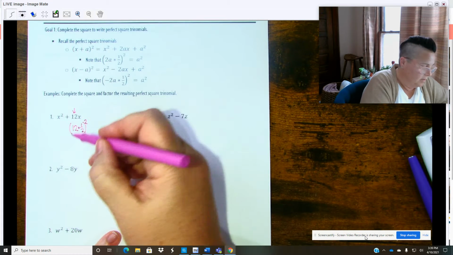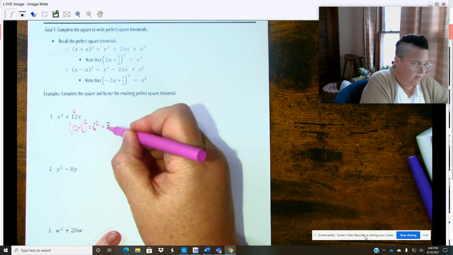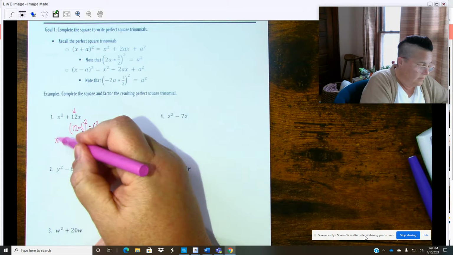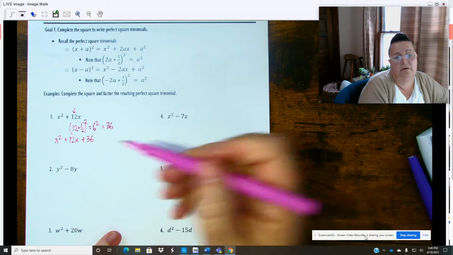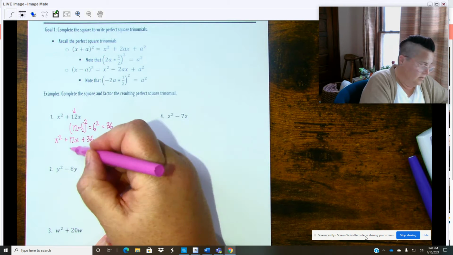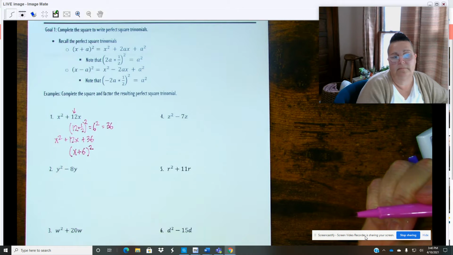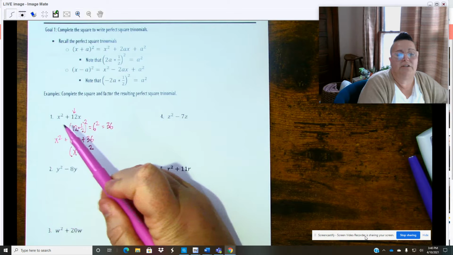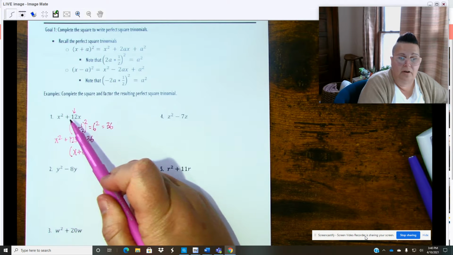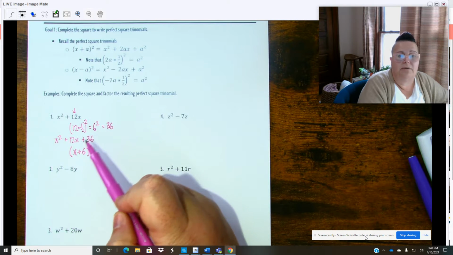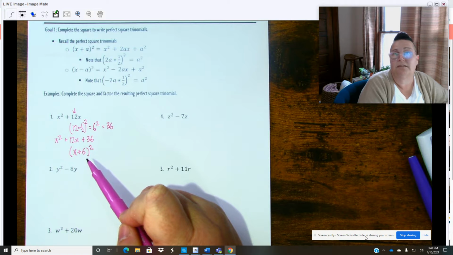So this is going to be 6 squared, which is 36. So that will give me an x squared plus 12x plus 36, which, since it's 6 squared, is the same as x plus 6 squared once factored. Okay, so I took x squared plus 12x, and by taking half of the coefficient and squaring it, I was able to create a perfect square trinomial, which then I can see factors into x plus 6 squared.